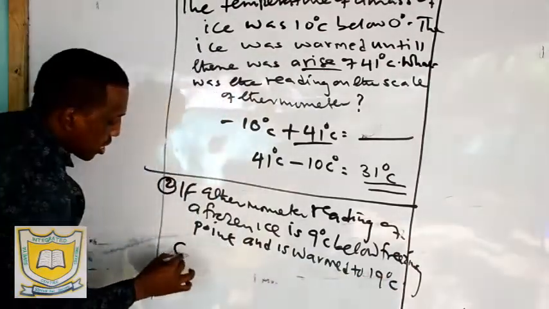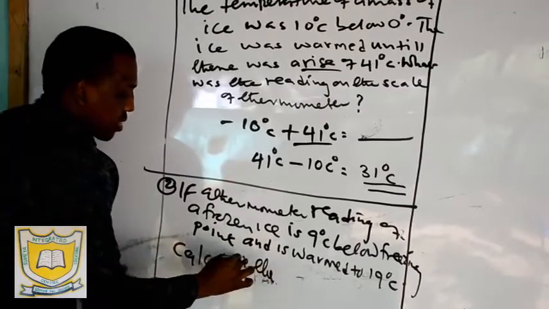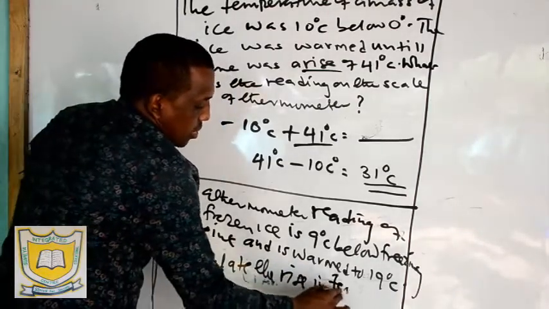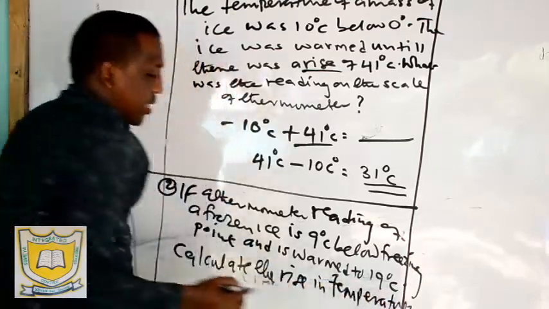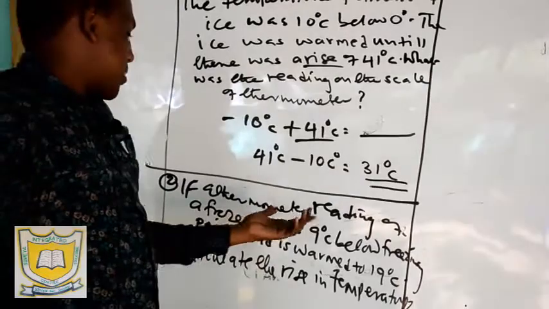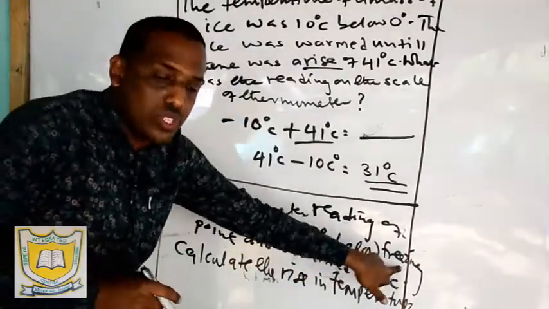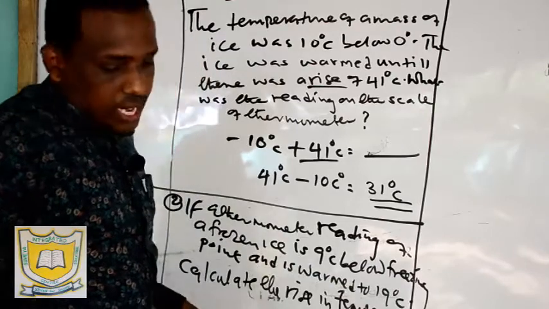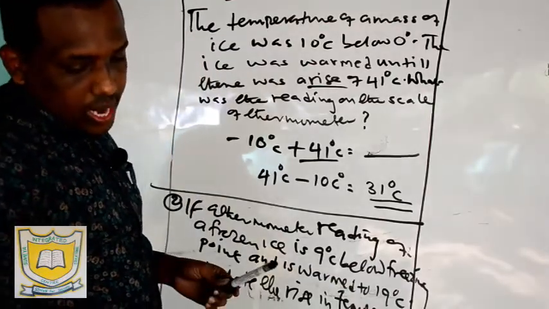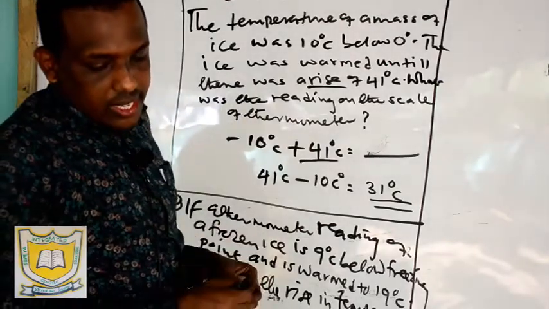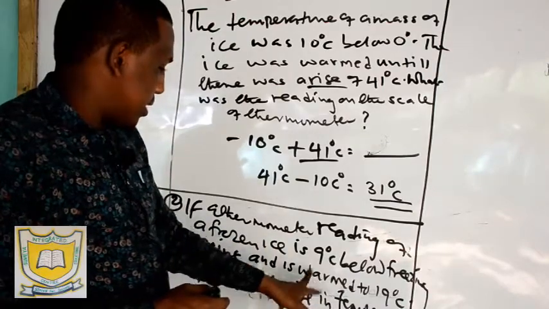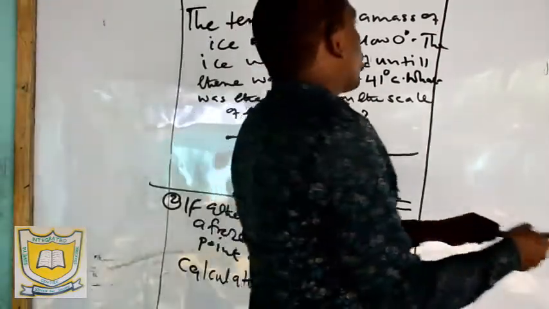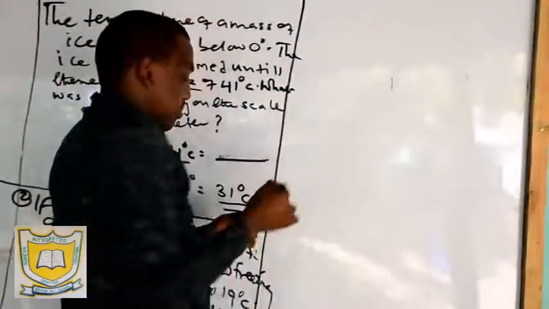Calculate the rise in temperature. Now, you are told the thermometer reading of a frozen ice is 9 degrees below the freezing point, and it was warmed to 19 degrees. Calculate the rise. They said calculate the rise of the temperature. So it was reading 9 degrees Celsius below the 0 mark.